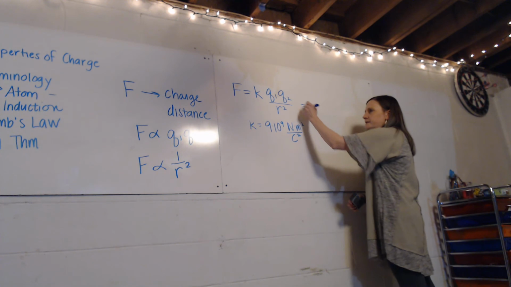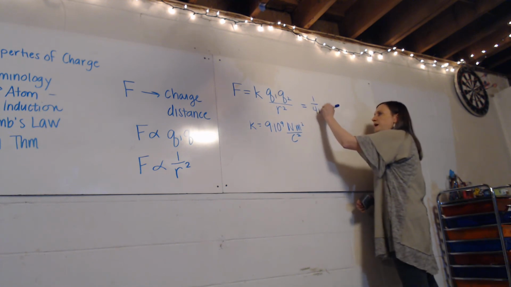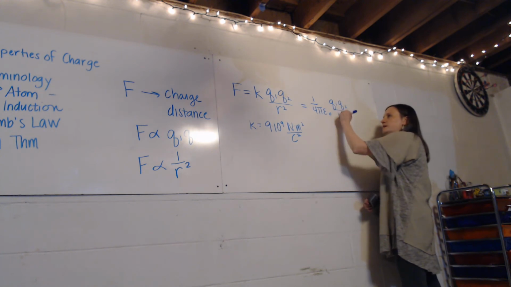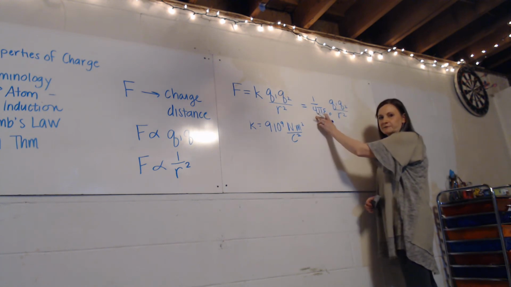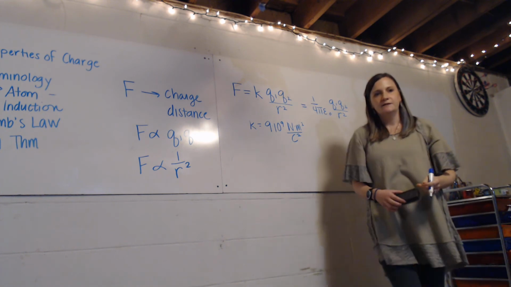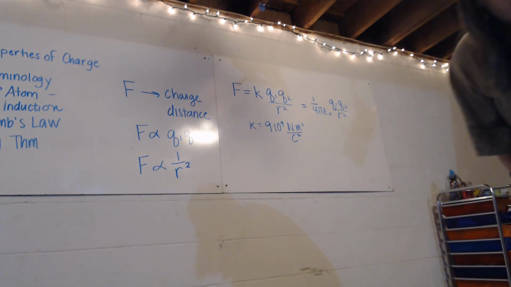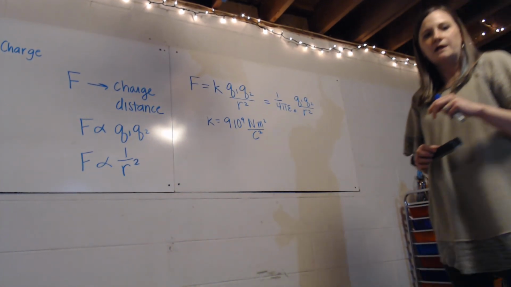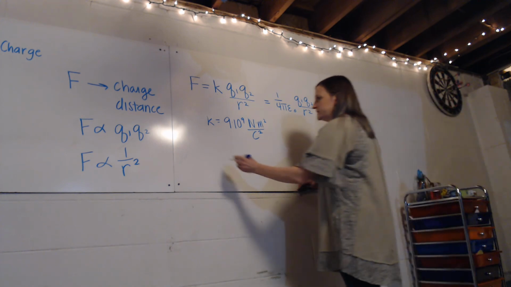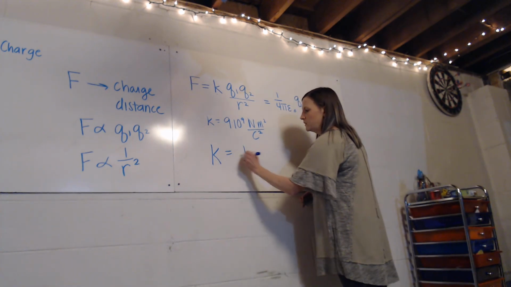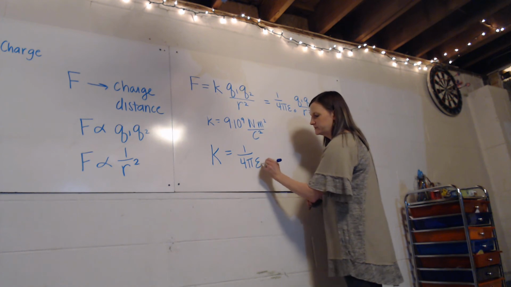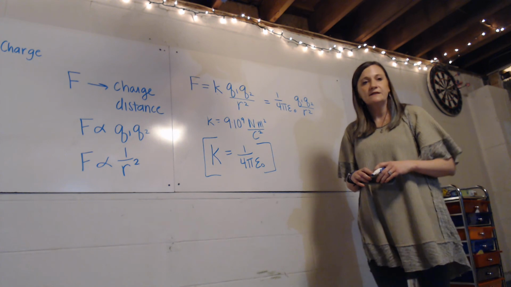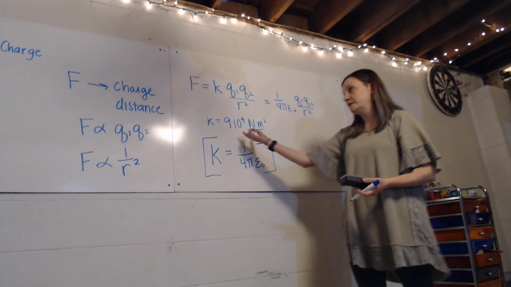Or you can say this is equal to 1 over 4 pi epsilon naught times Q1 times Q2 over r squared. Now in AP you see this 1 over 4 pi epsilon naught more, because epsilon naught is a given that we use later on with other electrical things. The point is k is equal to 1 over 4 pi epsilon naught, epsilon being a Greek letter. They're the exact same thing, okay? They're both a constant that came out of experimentation. It's a really big number, actually.